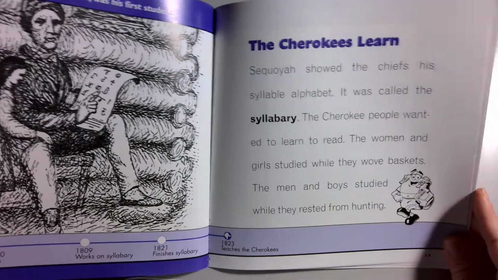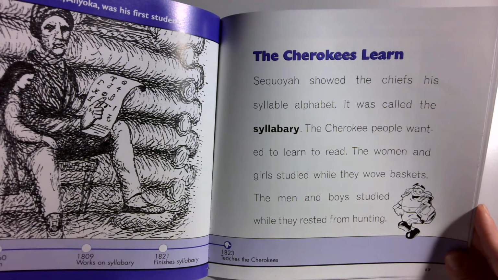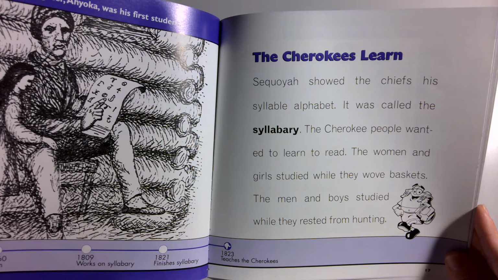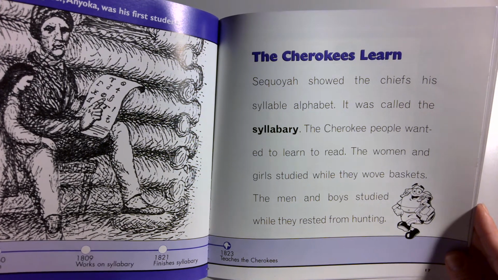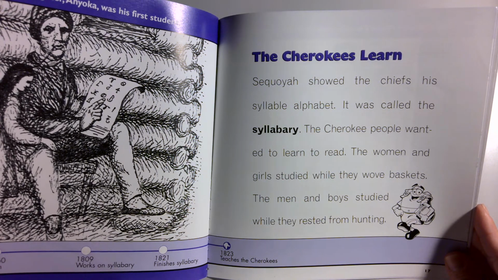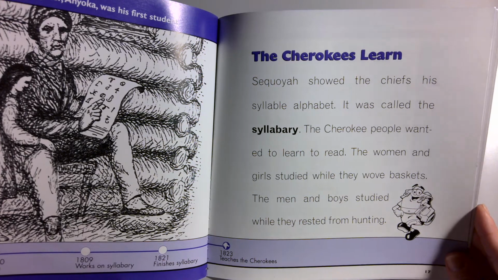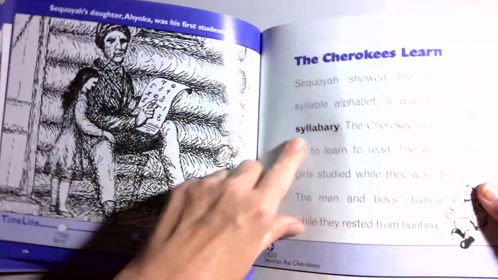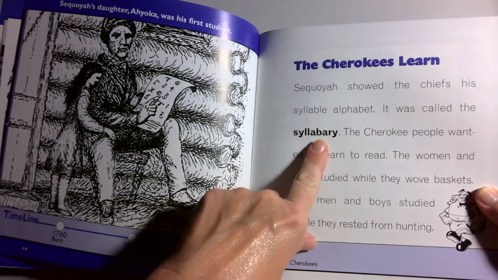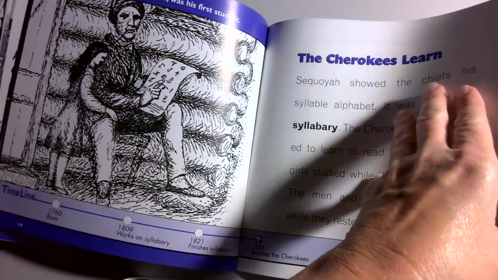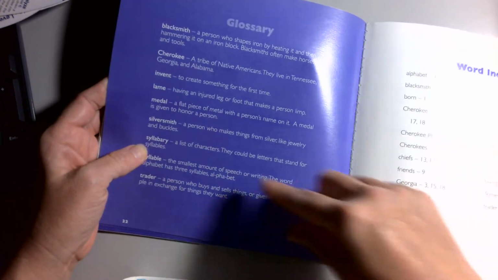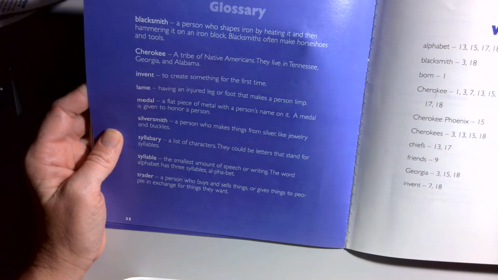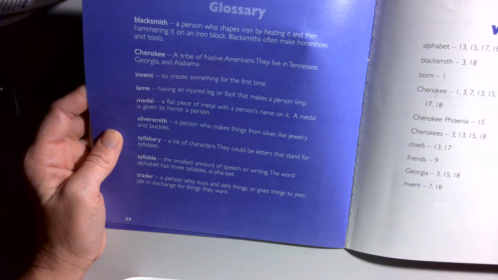This next section is called The Cherokees Learn. Sequoyah showed the chiefs his syllable alphabet. It was called the syllabary. The Cherokee people wanted to learn to read. The women and girls studied while they wove baskets. The men and boys studied while they rested from hunting. Look at the syllabary here. I know that I can find that word. It tells me here what it means. It was called the syllabary, and they're talking about the alphabet, but let's just double check to see what our glossary says in the back. Okay, when I find syllabary, it says a list of characters. They could be letters that stand for syllables.